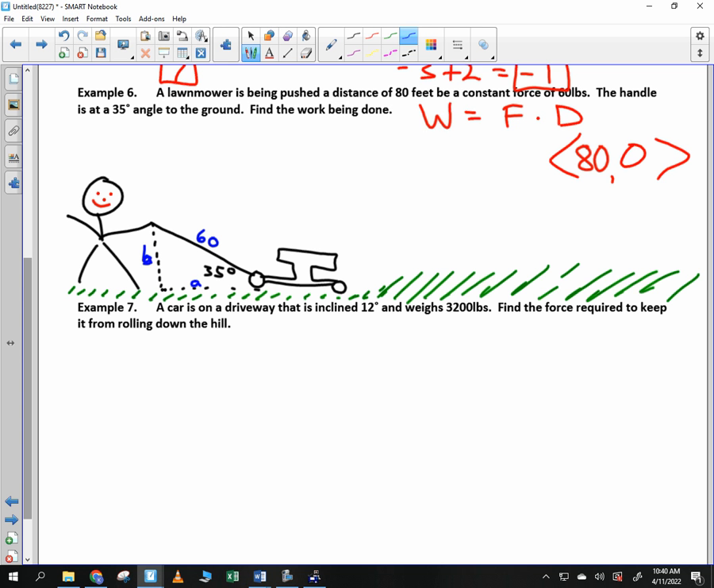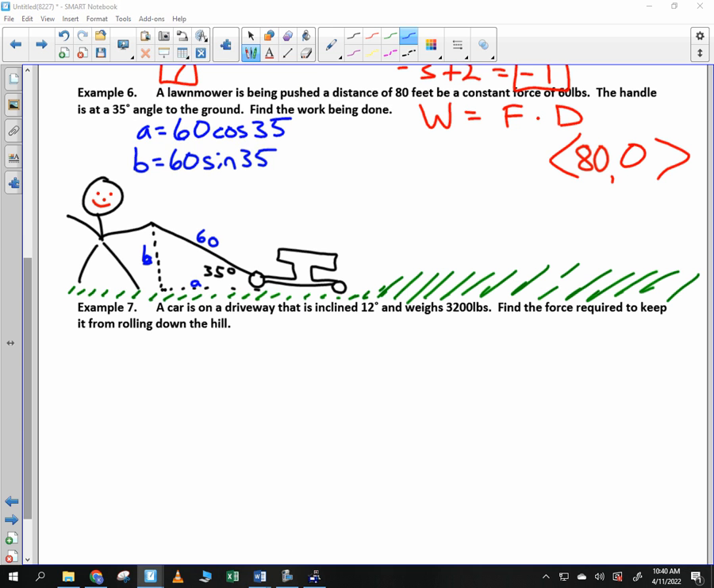Who remembers from Friday how I could determine the horizontal component of that vector? Yep. So you just take the magnitude and you multiply it by the cosine of the angle. So remember, cosine is horizontal, sine is vertical, cosine is x, sine is y. That will calculate the horizontal component. You may remember how I calculate the vertical component. 60 times the sine of 35.